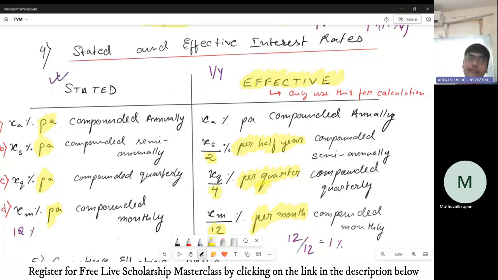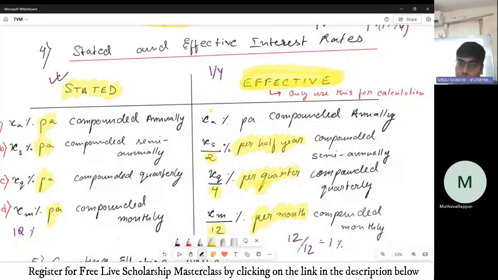So now see what the language looks like. XA compounded annually, XA per annum compounded annually is the language for stated interest rate. It can also be written as just XA compounded annually. इसीलिए मैंने PA को highlight किया. PA might be there in your question, might not be there in your question. ठीक है, but in mostly all circumstances, they will always give you the stated rate. ठीक है, and I by Y compute करने के लिए you need to use the effective interest rate.